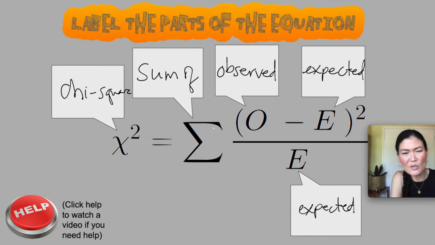So there's really not too much that you need to memorize about this equation. It looks very intimidating, but it's really not. Chi-square is basically equal to the sum of observed minus expected squared divided by expected, okay?